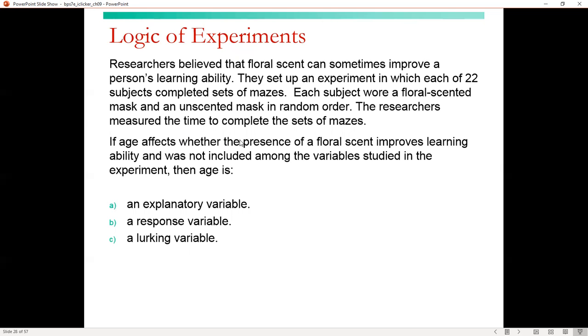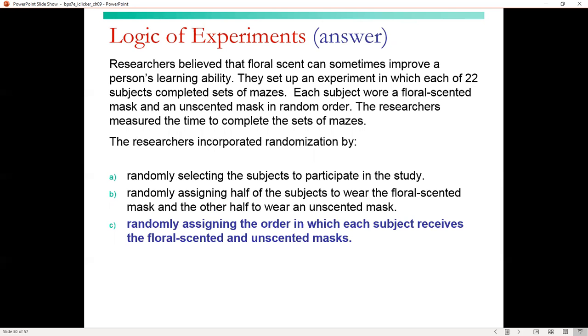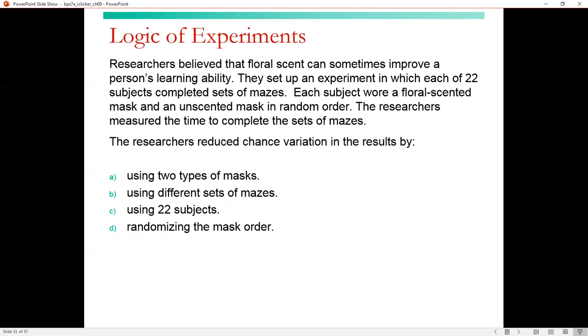If age affects whether the presence of a floral scent improves learning ability and was not included among the variables studied in the experiment, then age is a lurking variable. In the floral scent study, the researchers incorporated randomization when they selected the mask, randomly assigning the order in which each subject receives the floral scented and unscented masks. The researchers reduced chance variation in the result by using 22 subjects.